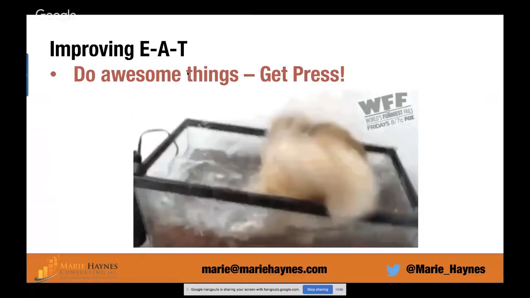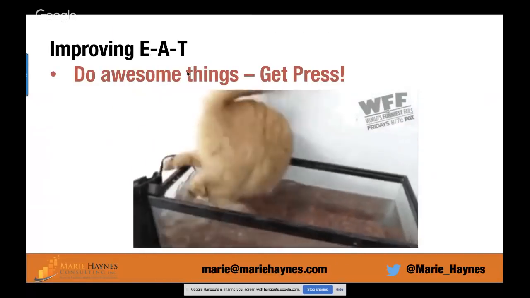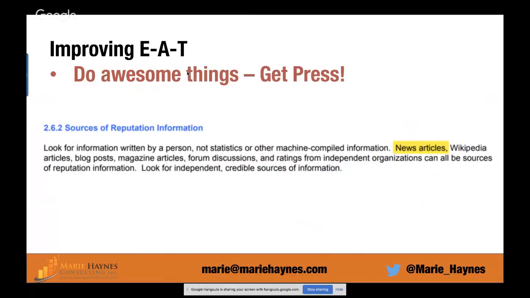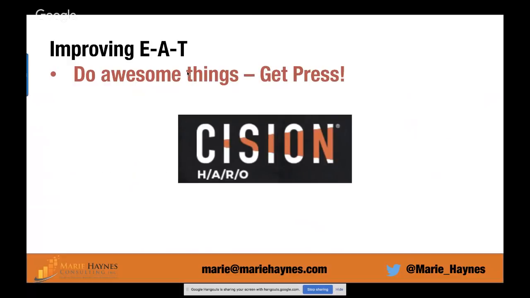The next thing that we'll talk about is just doing really awesome things and getting press. So the guidelines say that news articles can be a source of EAT information. And again, Google knows when somebody's actually writing about you because you've done something awesome, as compared to when you spread out a press release or you paid a bunch of journalists to write about you. And I know people would argue, well, how would Google know the difference? I can tell you from years of auditing links that it's really obvious when a company is artificially producing PR as opposed to generating it because they're truly a great company.